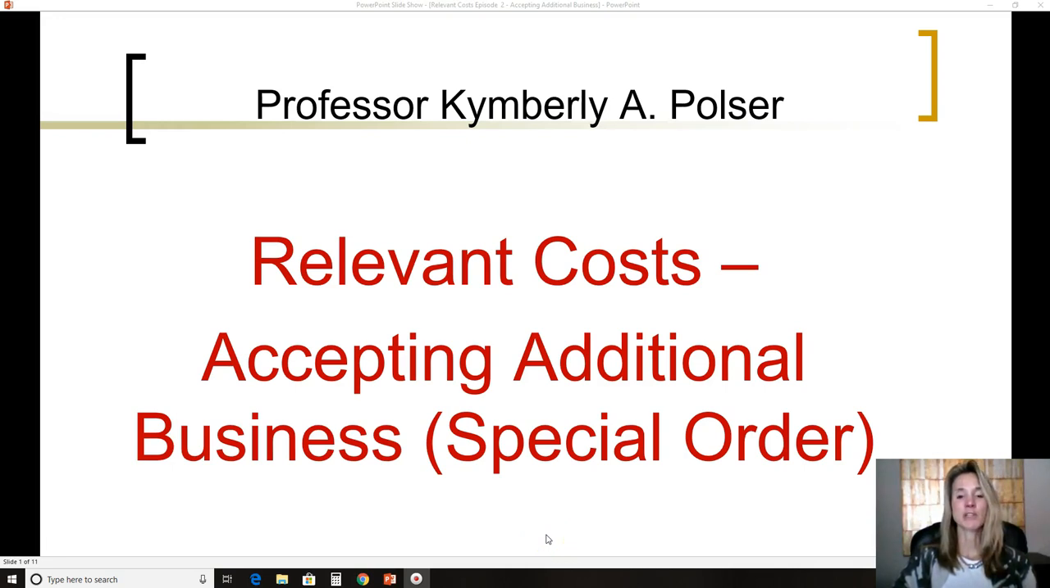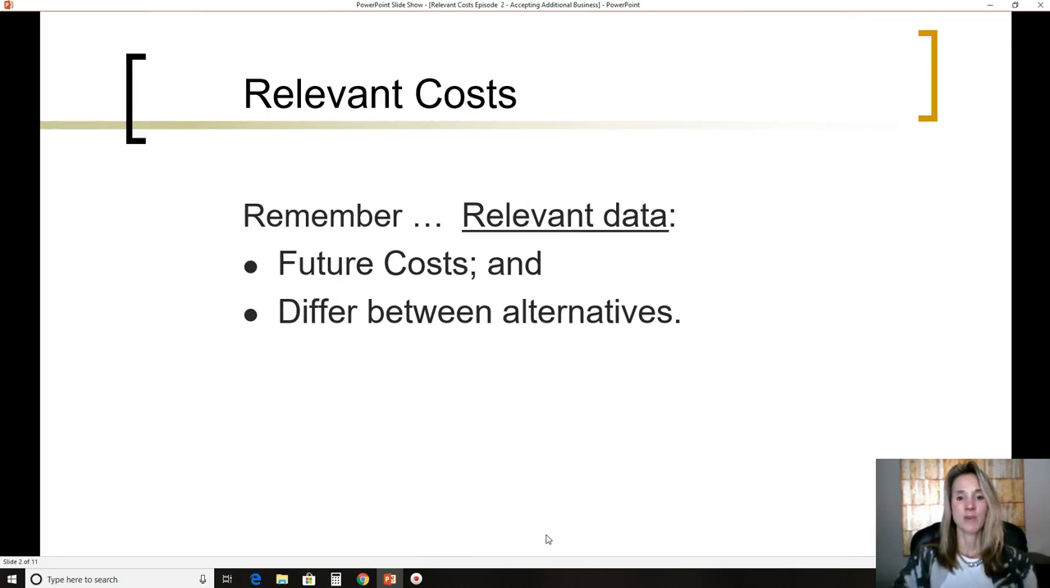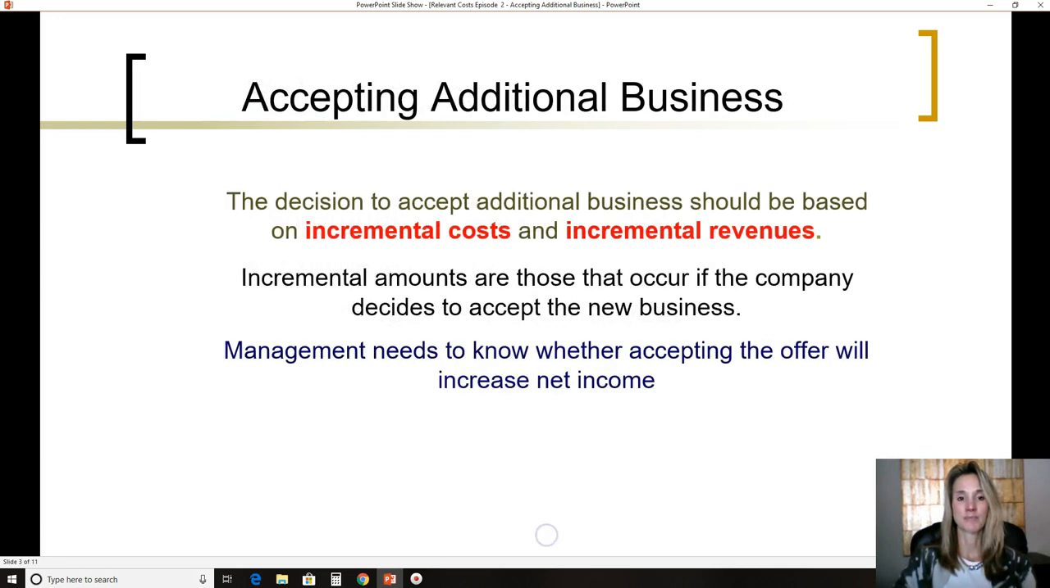In this segment, we're going to look at accepting additional business, also known as a customer special order. Remember, relevant data involves future costs that differ among the alternatives. The decision to accept additional business should be based on incremental costs and incremental revenues. Incremental amounts are those that occur if the company decides to accept the new business. Management needs to know whether accepting the offer will increase net income.